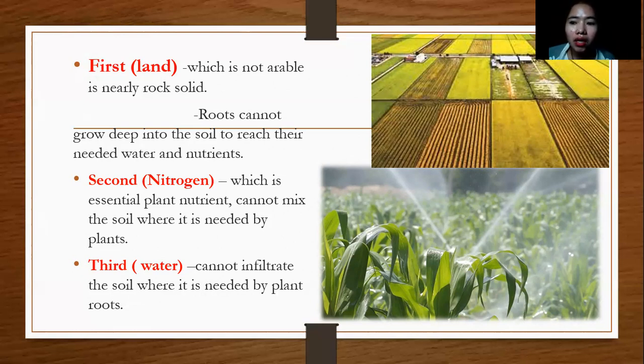And the third one is water cannot infiltrate the soil where it is needed by plant roots. So as you all know naman, in order for them to grow, they need talaga water. Diba last time we discussed about the water resources. So one of the very important talaga doon is water is used in agriculture, which is estimated 70% of it was used in the agriculture because of the use of sa mga pagtatanim ng palay. So kailangan talaga ng tubig.